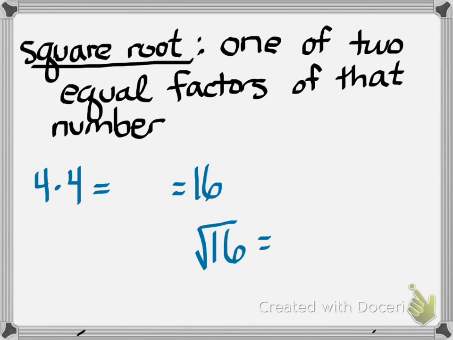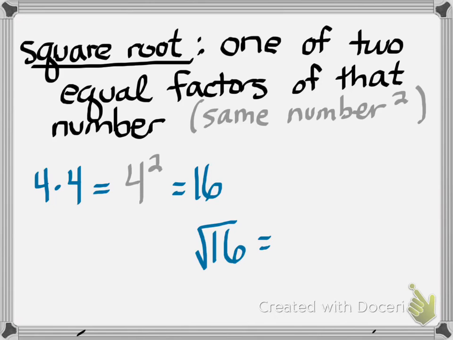So a square root means there's one of two equal factors of that number, which is basically saying the same number and you need it twice. So it's the same number squared, and that is the square root of a number. Here's an example. 4 times 4, if I were to write it with an exponent, it would be 4 squared, and 4 squared is 16.